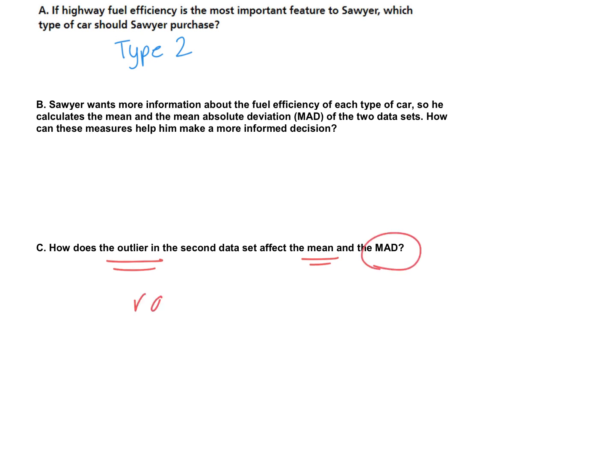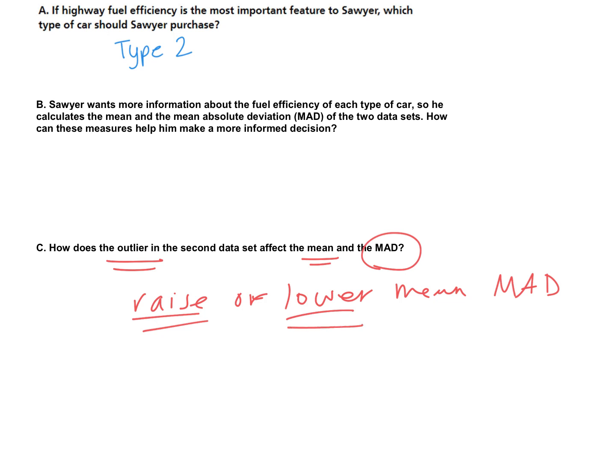Any outlier will raise or lower a mean or a mean absolute deviation. How do you know if it's going to raise it or lower it? Well, if it's a higher outlier, it's going to raise it. If it's an outlier on the lower end, it will lower the mean. So it does pull that mean to higher or lower values depending on where the outlier is. So because the outlier was a higher number in the second data set, it will absolutely raise the mean and the mean absolute deviation.